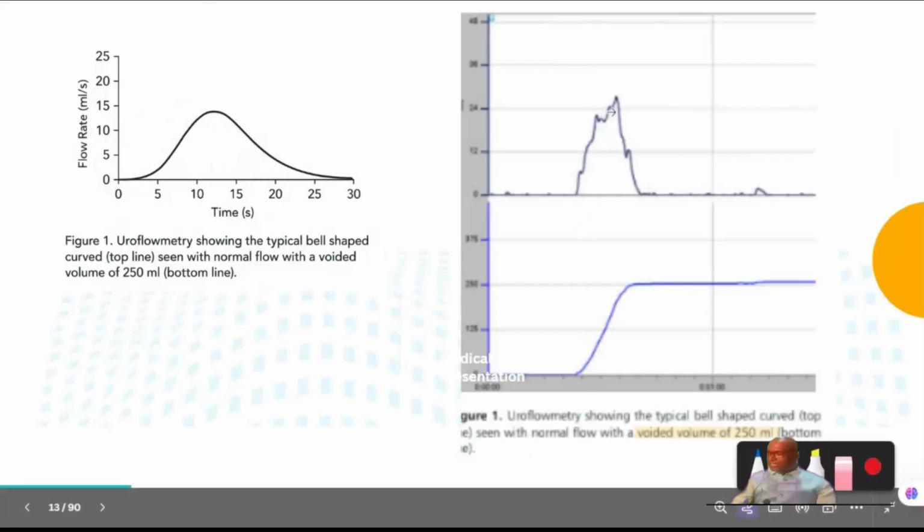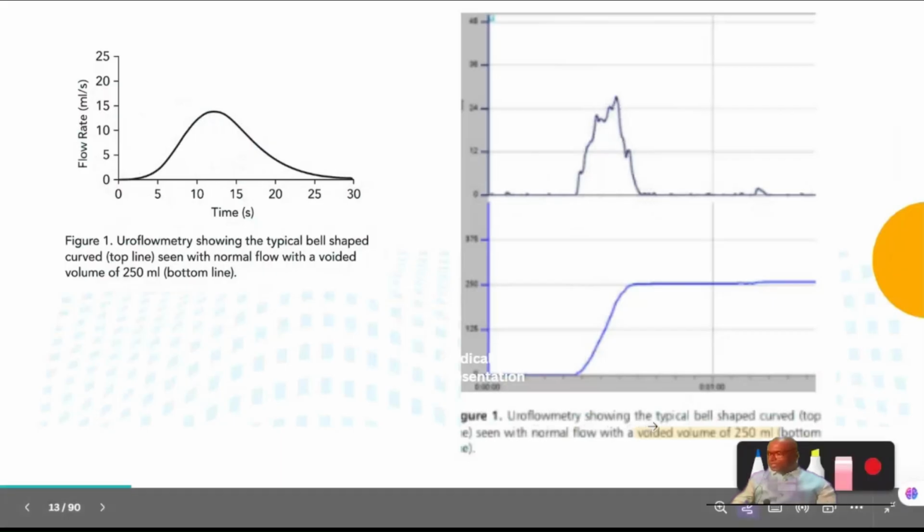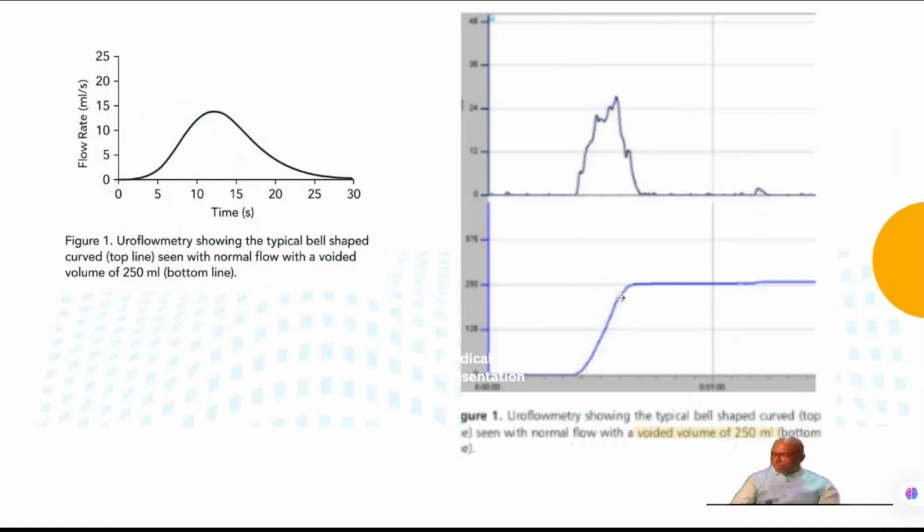The same bell-shaped curve. Actually, this kind of curve you see is the proper curve which is drawn, but what you see in the urodynamics is like this. Okay, so uroflowmetry showing the typical bell-shaped curve seen with normal flow with a volume of around 250 ml. Okay, and this is the volume. So the maximum volume reached is 250 ml.